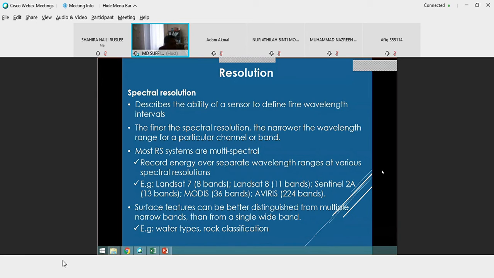So for example, Landsat 7 has 8 bands. Dia ada 8 band. Landsat 8 has 11 bands. Sentinel 2A has 13 bands. MODIS dia ada 36 band. And AVIRIS dia ada 224 band. Biasanya AVIRIS ni dia guna untuk agriculture. So agriculture nak tengok in terms of the health of the plant. So kalau non-healthy vegetation, dia akan bagi different information. Selalunya dia guna untuk agriculture.